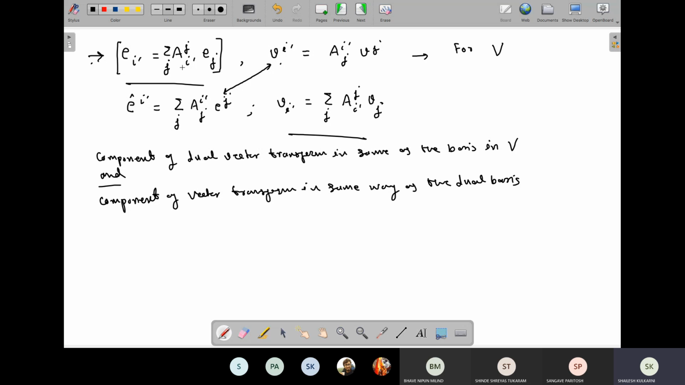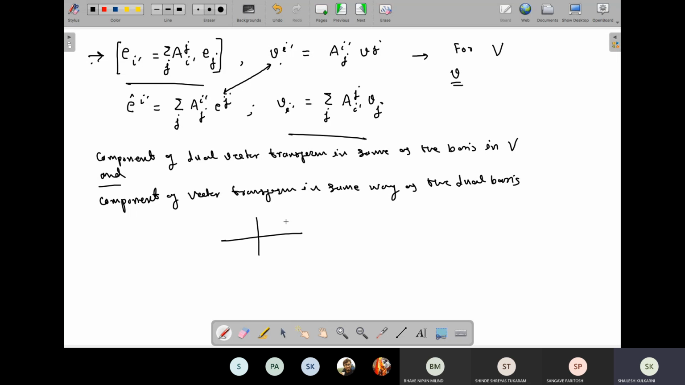Note that the basis and the components of a vector transform in such a way that the vector, say v, remains the same. Basis transforms in one way and your components transform in the other way, so that this v remains fixed. And that should be the case, right?